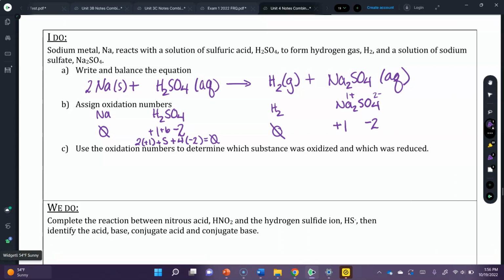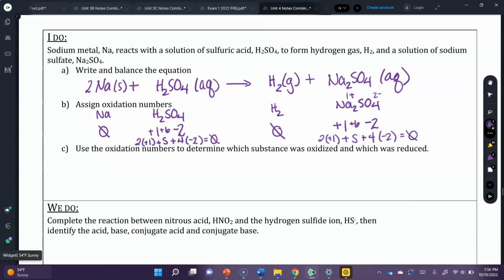Okay, so we can repeat the same process for the sodium sulfate. 2 +1s from sodium plus sulfur plus 4 -2s from oxygen has to equal 0 because that's the overall charge of the sodium sulfate compound. When we solve for S, we also see that that is +6. Okay, so we have assigned oxidation states to all of these.